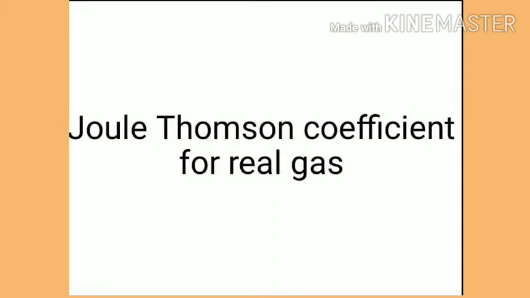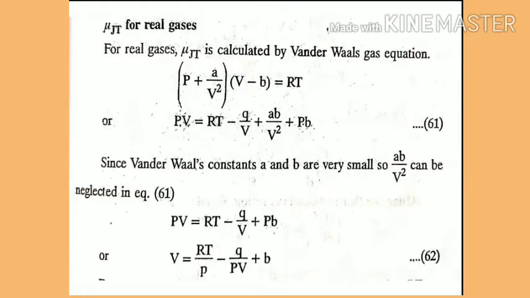Today's topic is Joule-Thomson coefficient for real gas. Joule-Thomson coefficient is denoted by mu J and we will calculate it for real gases. And we can calculate mu J by van der Waals gas equation. What is van der Waals gas equation? (P plus A upon V square) into (V minus B) is equal to RT.